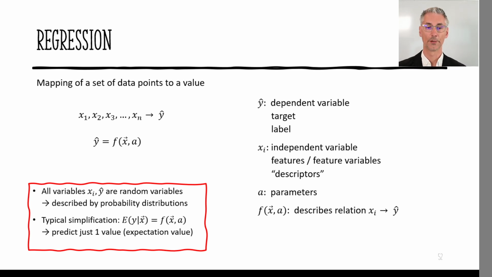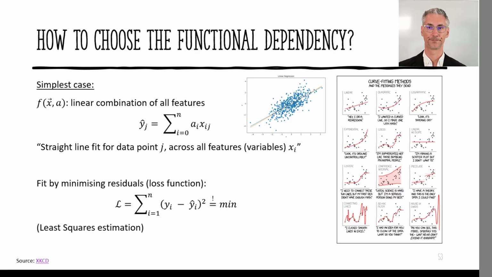Here it's important to know that all variables, x and y, are random variables that describe probability distributions, and the typical simplification that we do is that the expectation value of y given x is this function. So we predict just one value, the expectation value. This is what you do, for example, in simple linear regression. You have a very simple model: you take your data in and out comes a single number, and most regression models follow the same approach even if they're more complex.